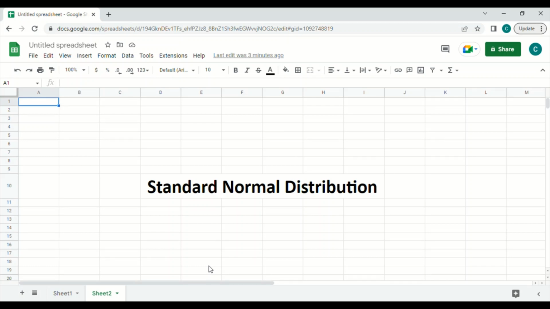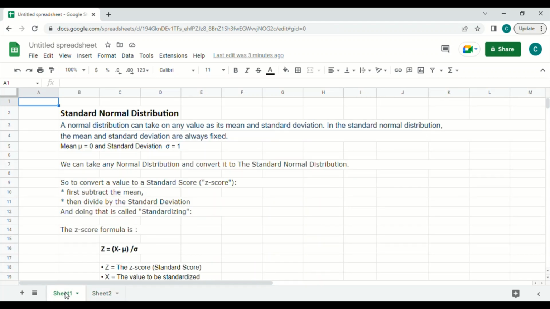Today I'll tell you about standard normal distribution in this video. I have already talked about normal distribution in my previous video, and we know that a normal distribution can take on any value as its mean and standard deviation. But in the standard normal distribution, the mean and standard deviation are always fixed, that is 0 and 1. Therefore, we can say that standard normal distribution will have mean equal to 0 and standard deviation equal to 1.